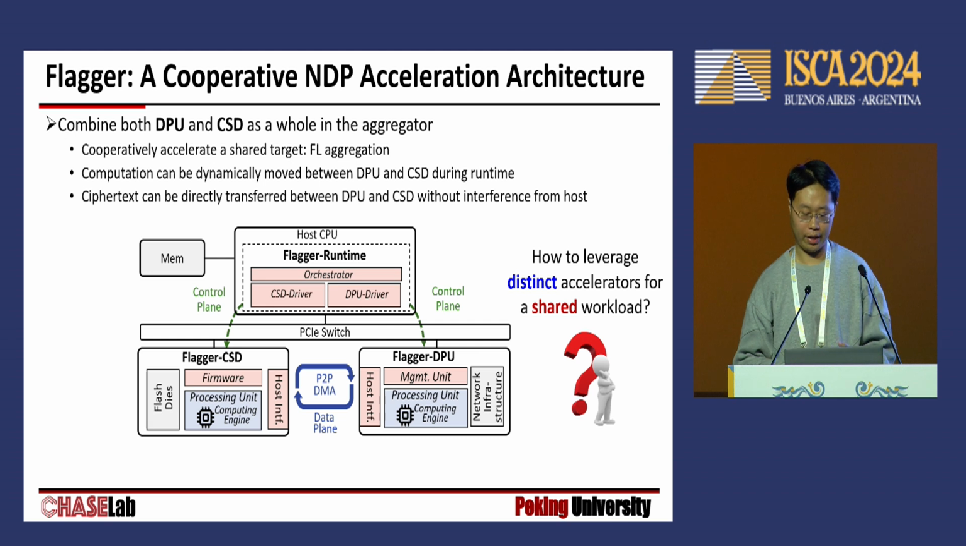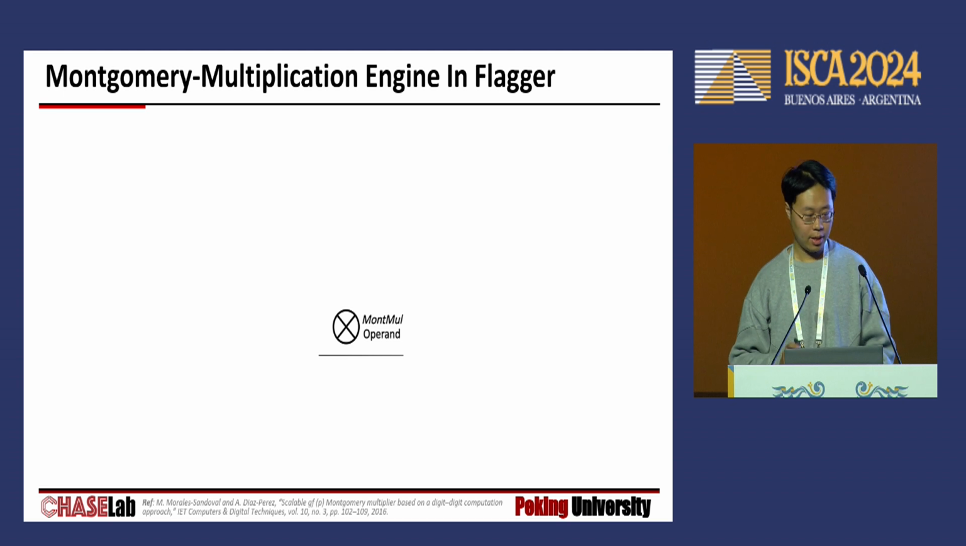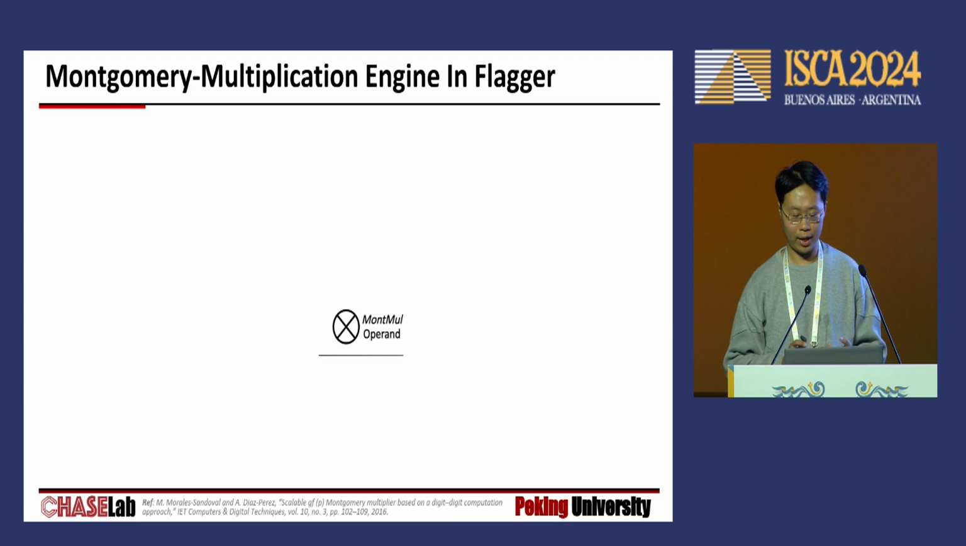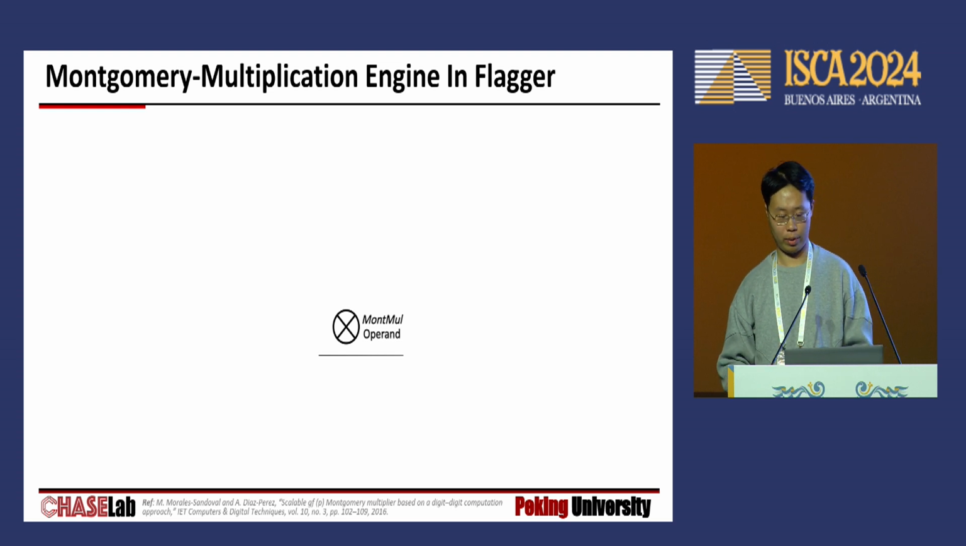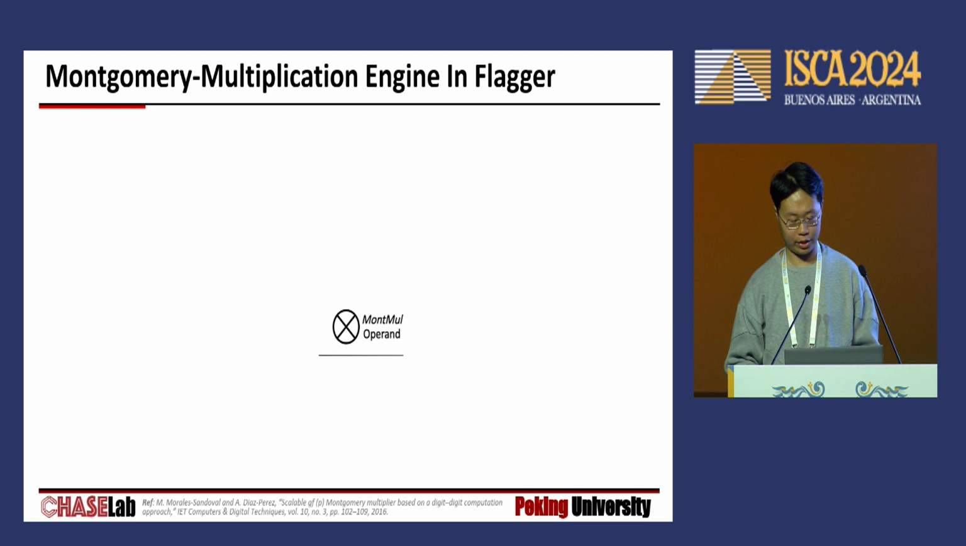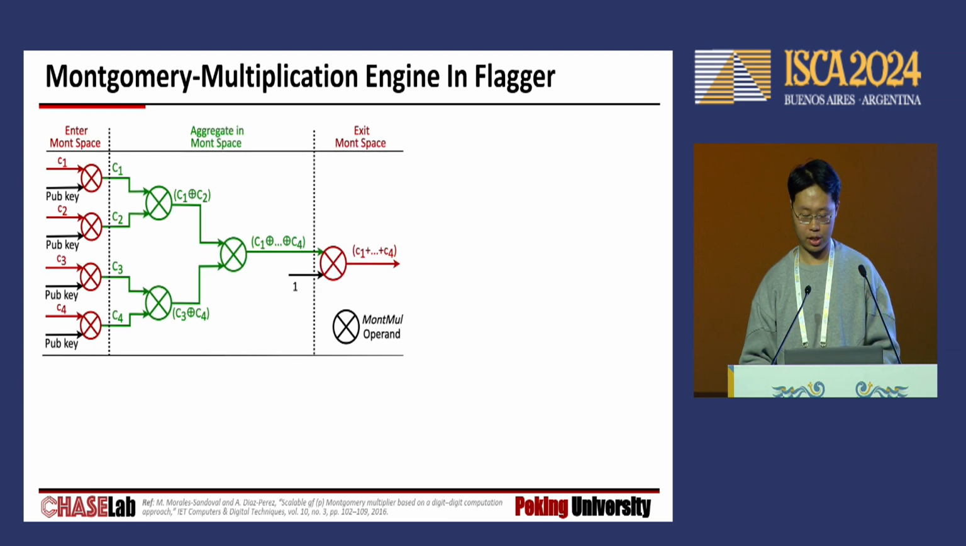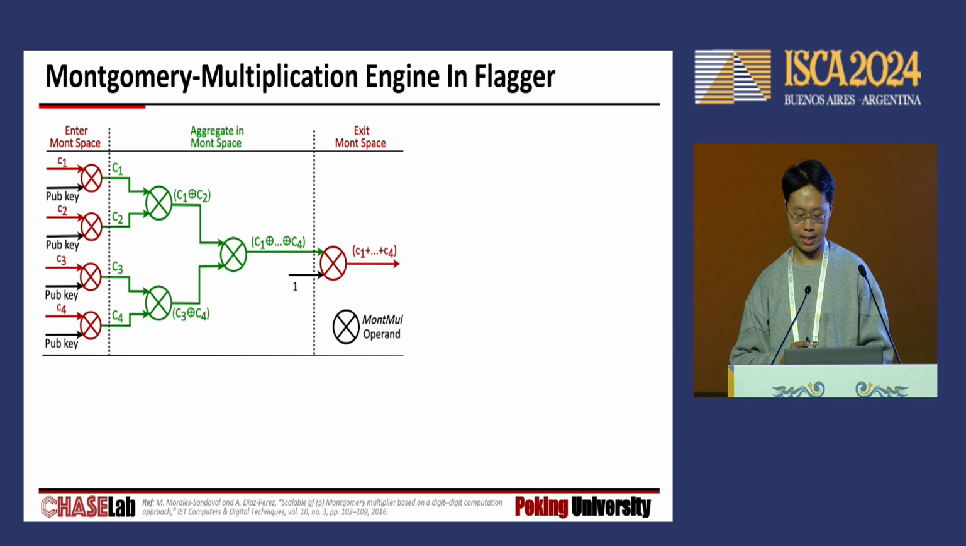How could we unify and leverage these two distinct accelerators for a shared workload? Since our final goal is to sum up the homomorphically encrypted ciphertext, we choose the widely adopted Montgomery multiplication algorithm, or MontMul for short. Here, we don't dive into the algorithm details, and we only focus on how it works for FL aggregation. For example, if we want to aggregate 4 ciphertexts, C1 to C4, we need 3 steps: enter the Montgomery space for each ciphertext, sum them up, and exit the Montgomery space. Through the 3 steps, we can finish the whole aggregation process.